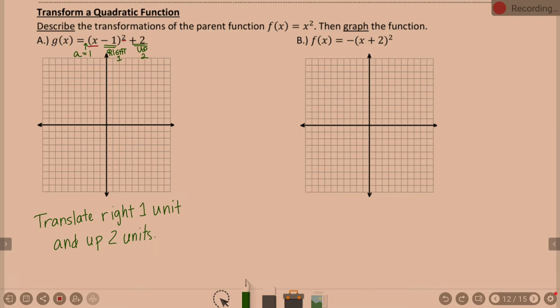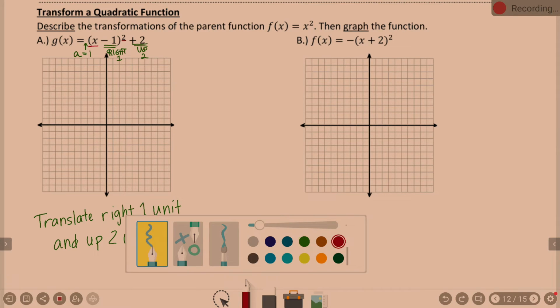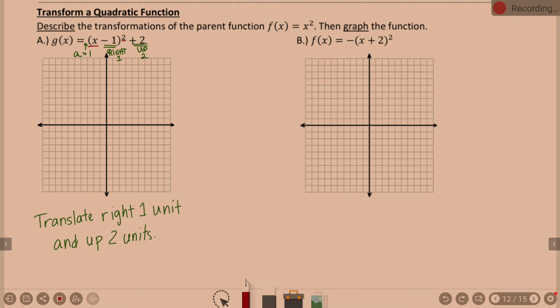Okay, you ready to graph it? You guys know what to do here. What do I do first? We need to put our vertex on there, right? Normally the vertex is at 0, 0, but where are we going to take this vertex? Right 1 and up 2. So let's move that vertex, right 1, up 2.